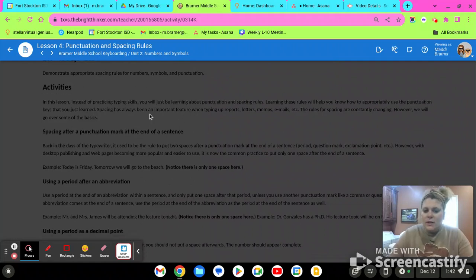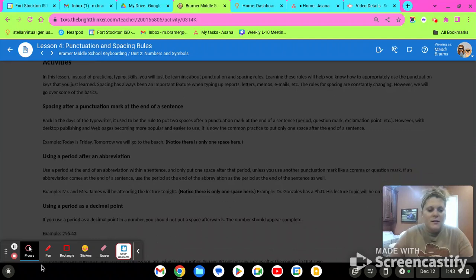So spacing is really important, especially whenever you get to high school and college and you're typing up reports. You can get points off if you don't have the spacing correctly. Emails, memos, anytime you're being professional, you want to type professionally, right? So the rules of spacing are changing, and so we're going to go over some of the basics.